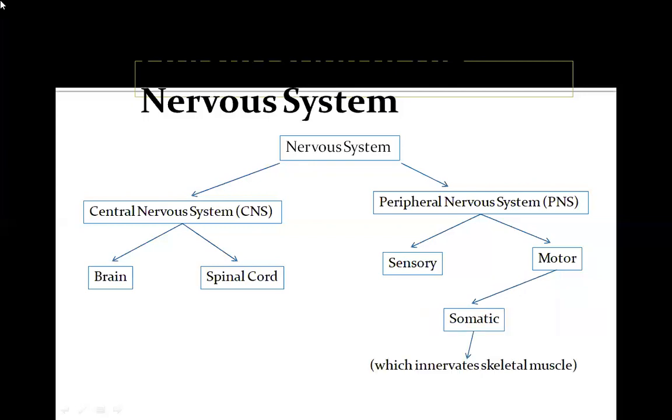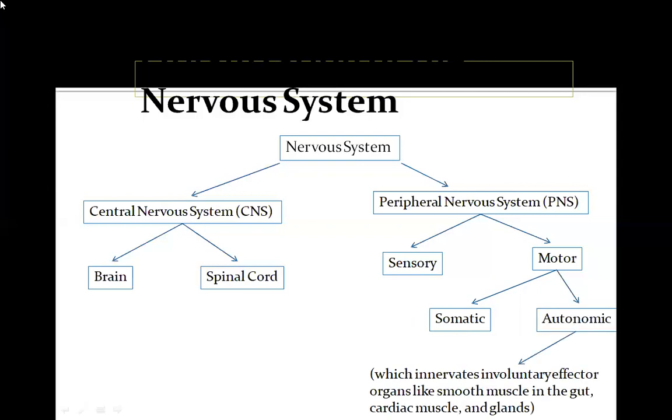And what is somatic? It innervates skeletal muscles, मतलब somatic जो है वो क्या करता है, it will be responsible for transmission or generating the function or impulses of the skeletal muscles. Then autonomic, which innervates involuntary effector organs like smooth muscle in the gut. मतलब somatic skeletal muscles के लिए responsible है, but autonomic जो होते हैं ये हमारे बॉडी के जो organs हैं उनको सप्लाई करते हैं.